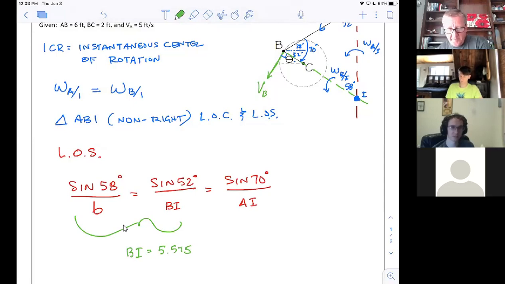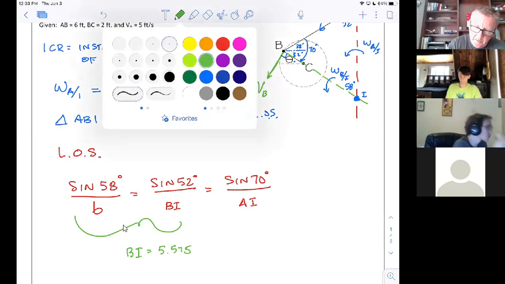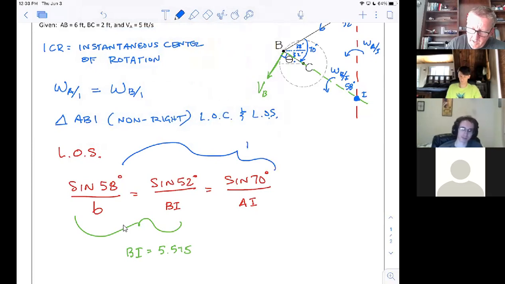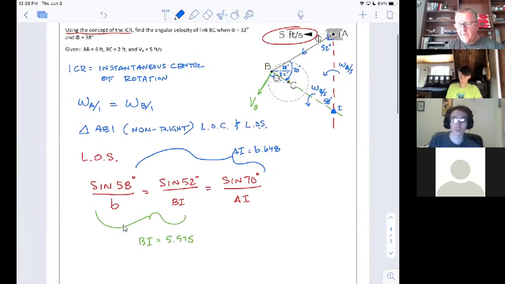And if I do the same thing, except replace 52 with 70, then I get AI as being 6.648. So I solved the triangle, meaning I know all lengths and angles now. I know the radius, AI.